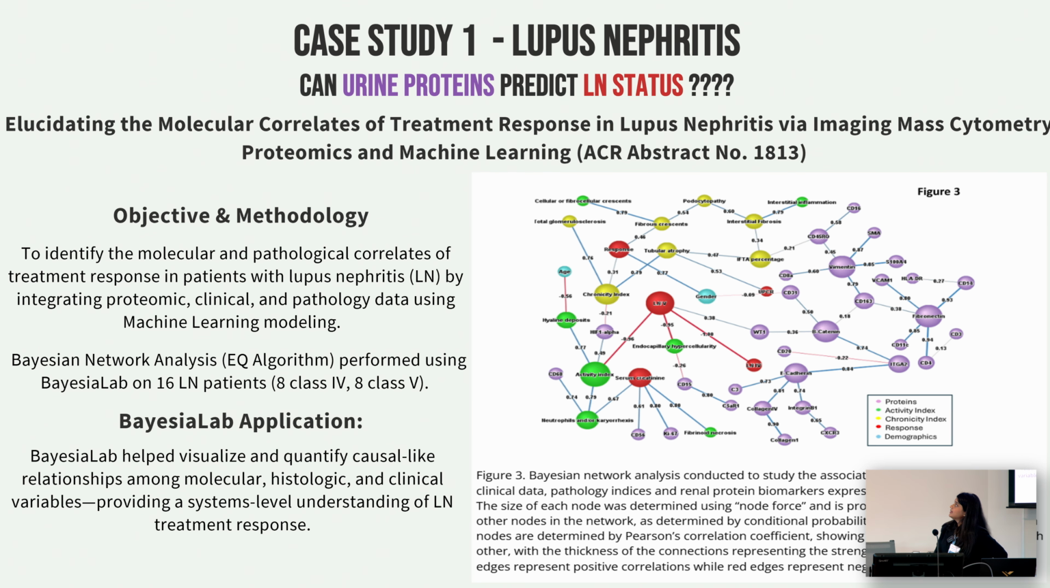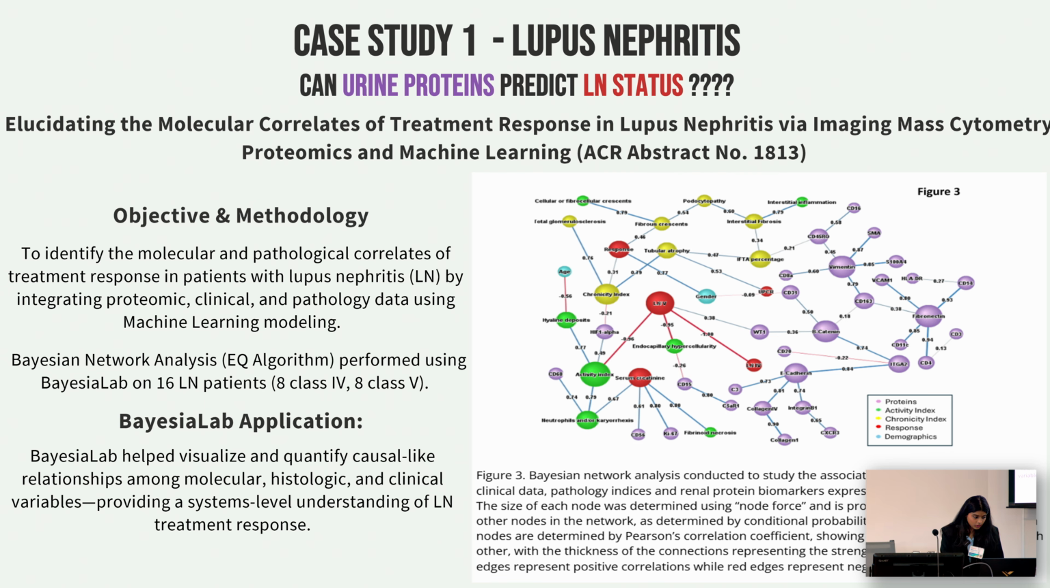So this is the first case study, on lupus nephritis. In this, the samples are healthy controls and lupus samples, but the main question is, can urine proteins, the proteins that are found in urine, predict LN status? In this study, we tried to identify molecular and pathological correlations with lupus nephritis by integrating all the proteomic, clinical, and pathology data that we have.